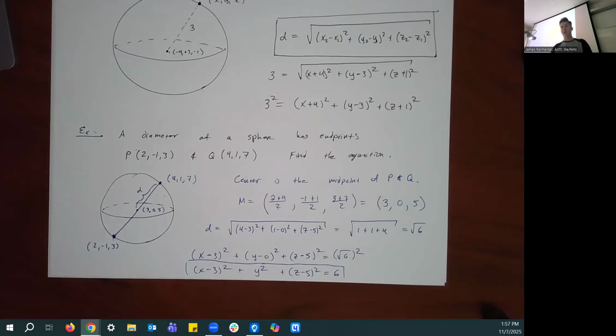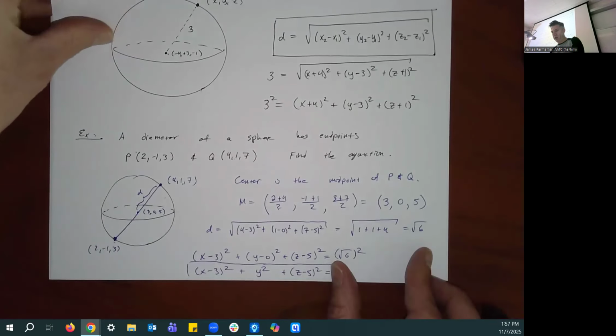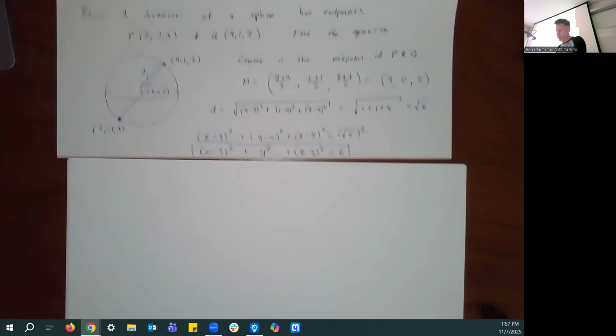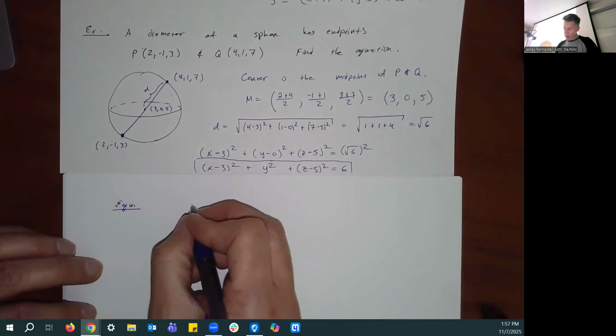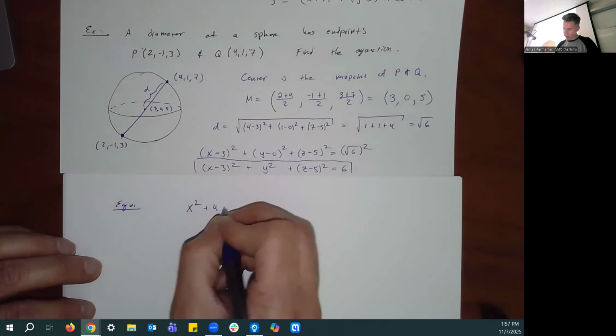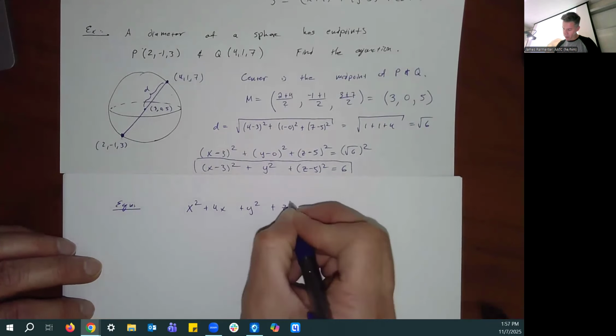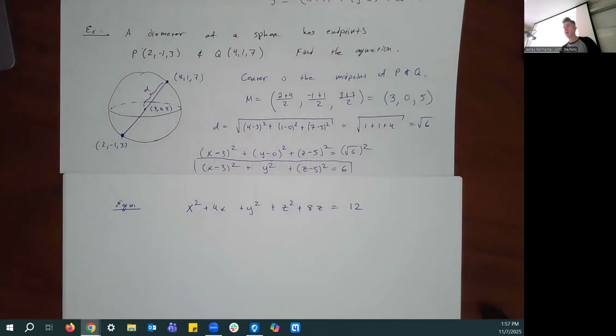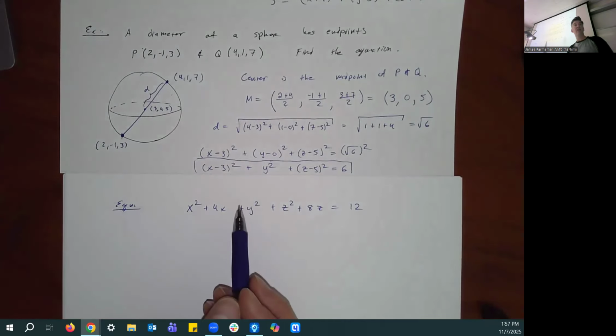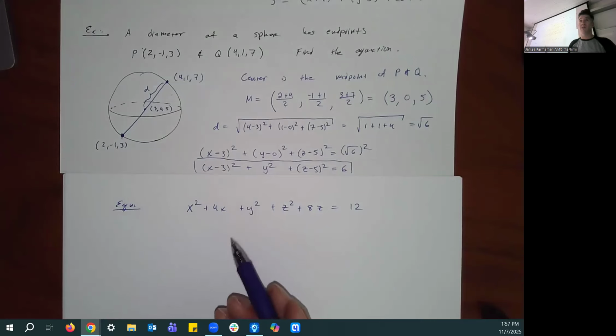So something useful to mention here is that if you were given an equation, let me just instead of just saying things, let's write things down. So we're not going to do this next problem, but I just want to point out, if I was given the equation of a sphere and I was told it was something like x squared plus 4x plus y squared plus z squared plus 8z equal to 12, I only have to complete the square for x and for z because y squared all by itself is already completed. It's really y minus 0 squared.